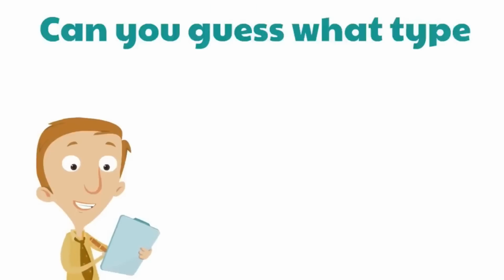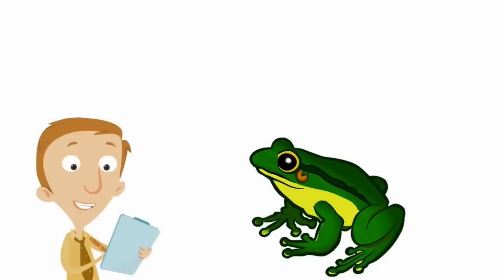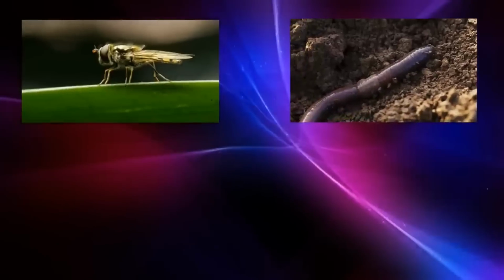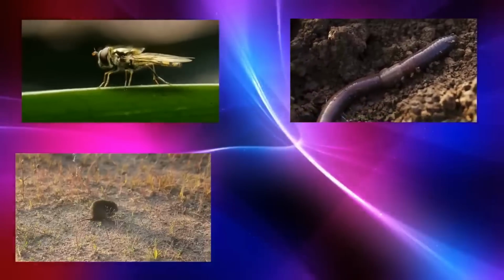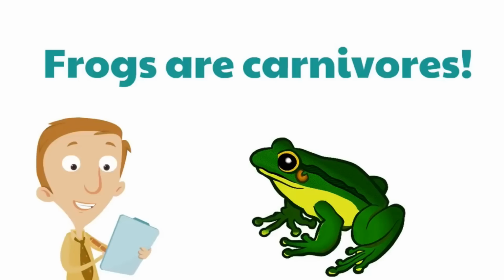All right, can you guess what type of consumer a frog is? Frogs are carnivores, yeah. They only eat meat. They love eating insects, worms, and if they are big, they can eat bigger creatures like mice, small snakes, and more. Frogs are carnivores. They eat only meat.